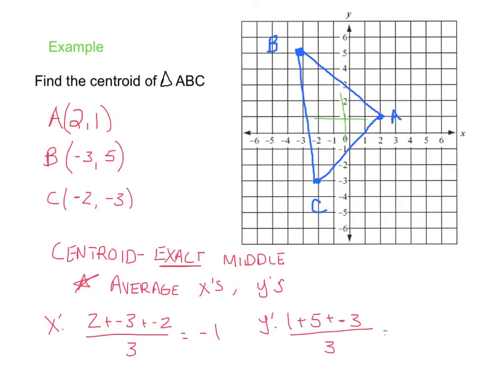What does this give us? 1 plus 5 is 6. Minus 3 is going to be 3. Divided by 3 is going to be 1. That was coincidental, but we have the point (-1, 1). This is our centroid. Negative 1, comma 1 is our centroid. So it's a nice shortcut, different type of problem, but altogether not too crazy, as long as you remember you're looking for the middle of the x's and the middle of the y's.